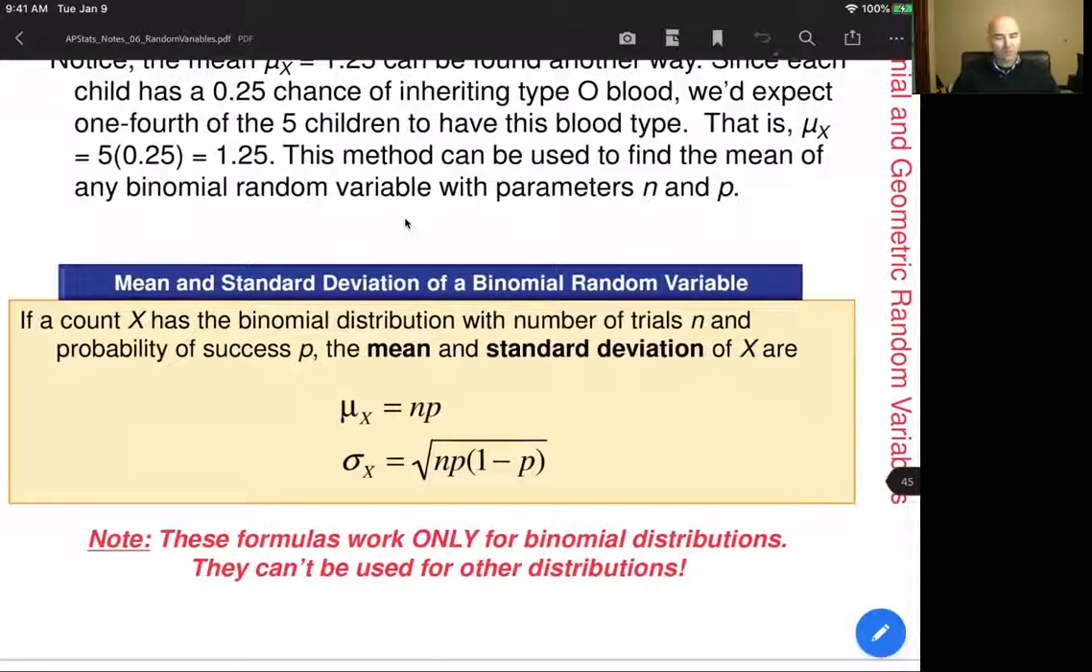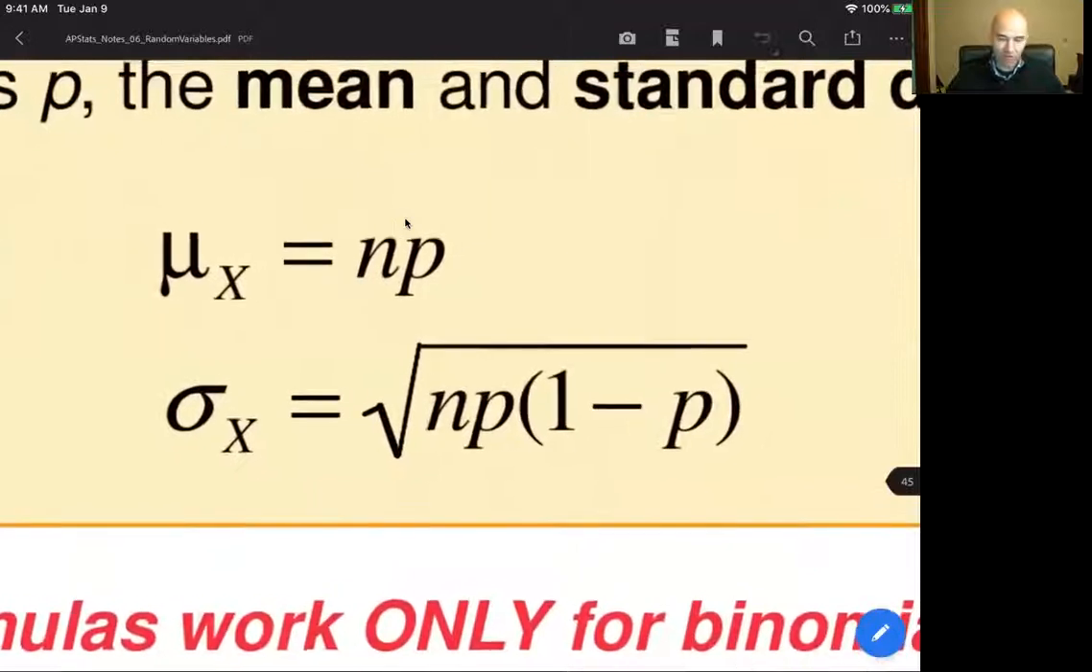And the mean formula is one you would expect. So if I say I'm going to shoot 10 free throws and I'm an 80% shooter, how many do you expect me to make? How many on average will I make? You would probably say 8. 10 times 0.8. And that's exactly correct. You do n times p, and that gives you your mean.